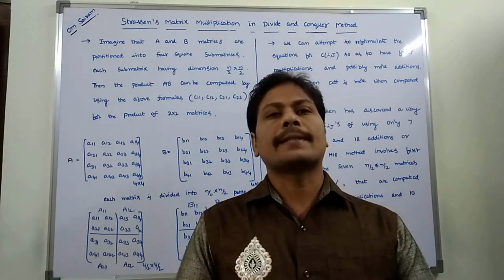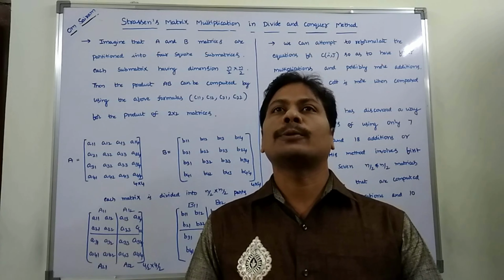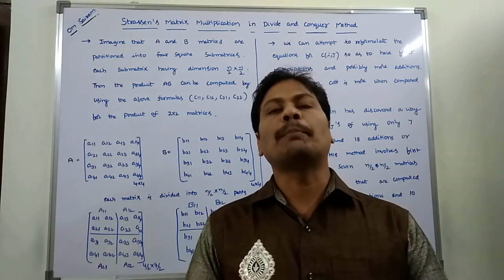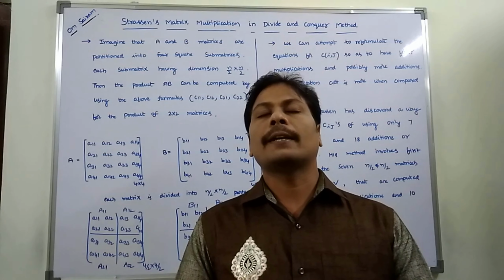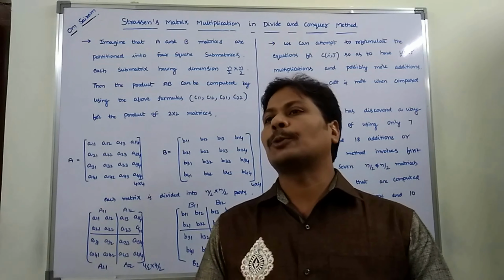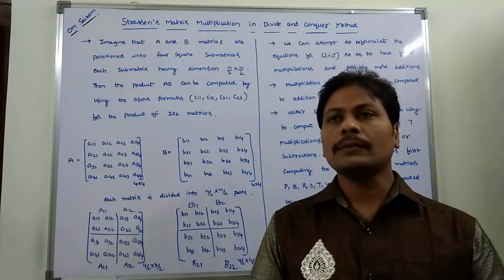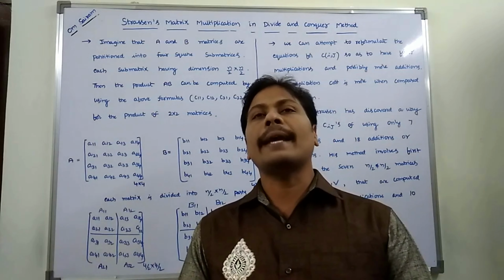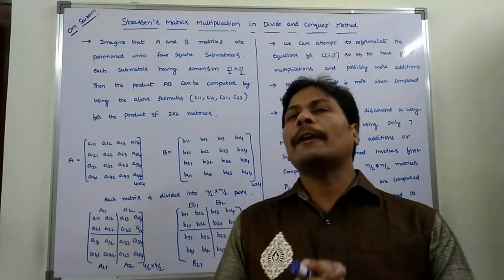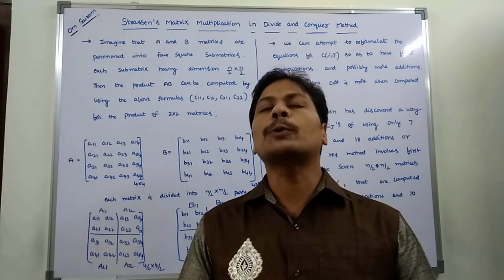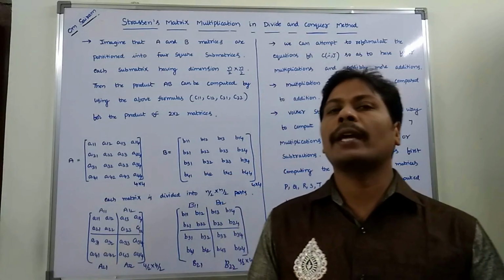Previously, we have seen if the matrix size is n by n, where n is equal to 2, how to perform multiplication between the matrices A and B. That requires C11, C12, C21, C22, which has 8 multiplications and 4 additions. Now we have to increase the size of the matrix, n by n, where n is equal to 4. So if n is equal to 4, that is how to perform matrix multiplication.